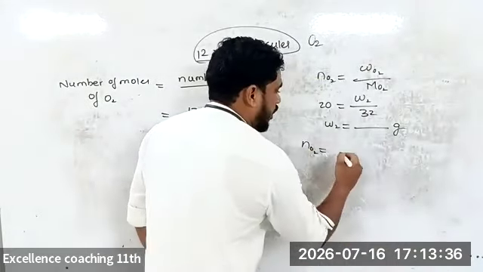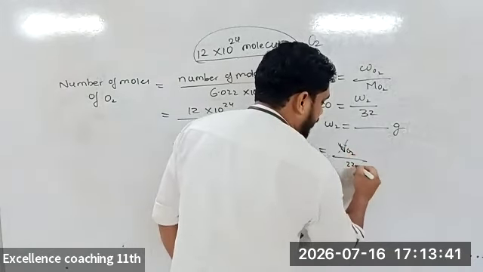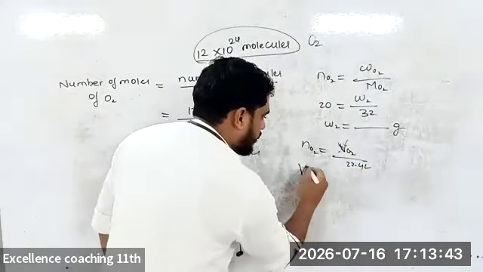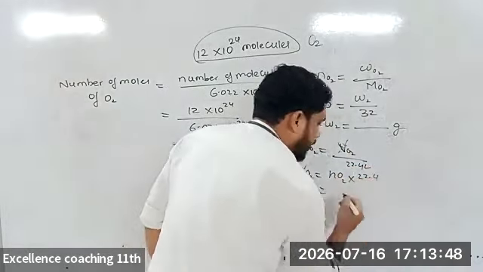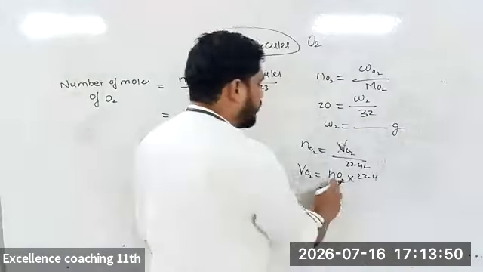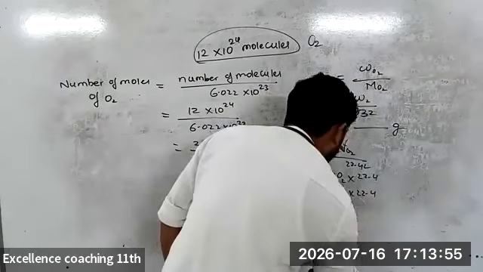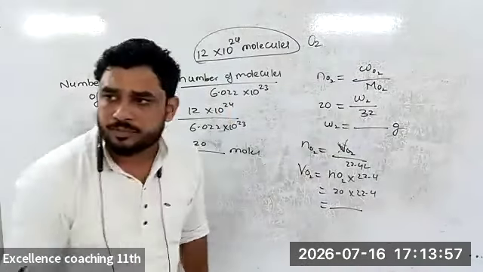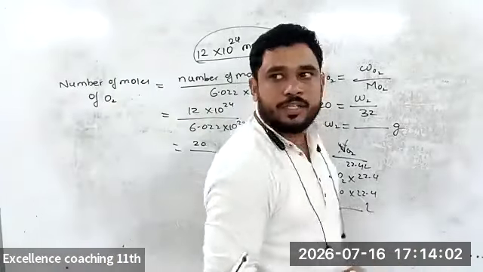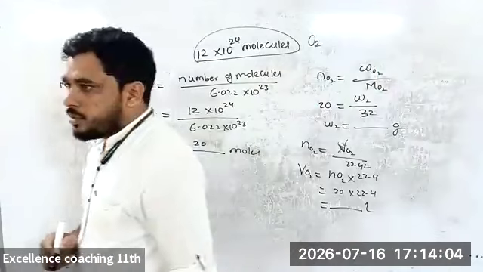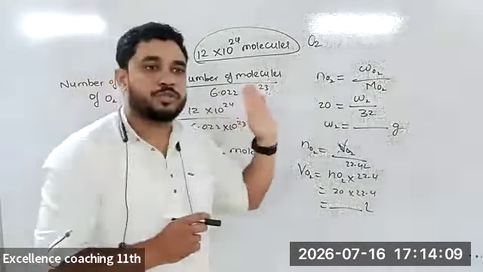And the third one, what I will do? Number of moles of O2 is volume of O2 upon 22.4 liters, correct? So therefore, volume of O2 will be number of moles of O2 into 22.4, understanding? So 20 into 22.4. Answer. What will be the unit here? It will be liters. Understood? See, the three formulas are very important. With respect to that, you should know how to solve.